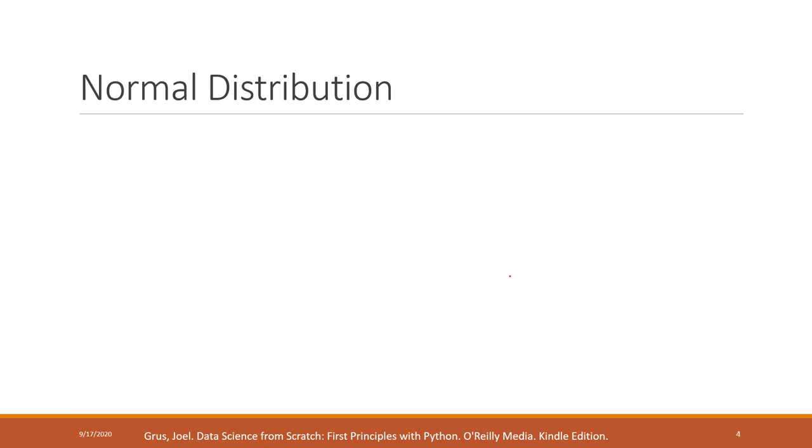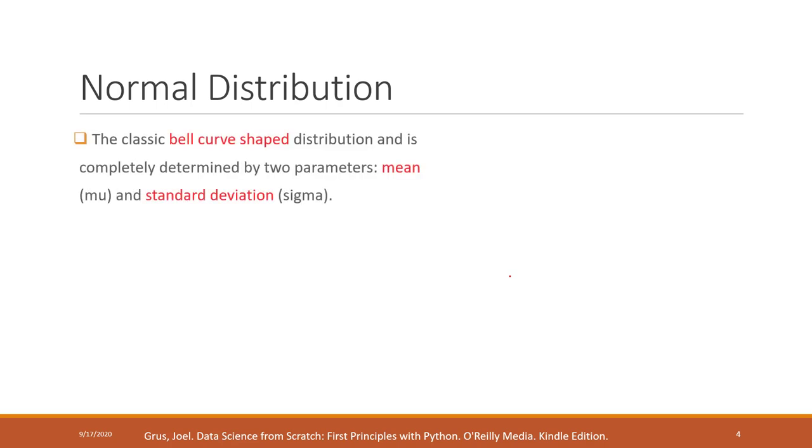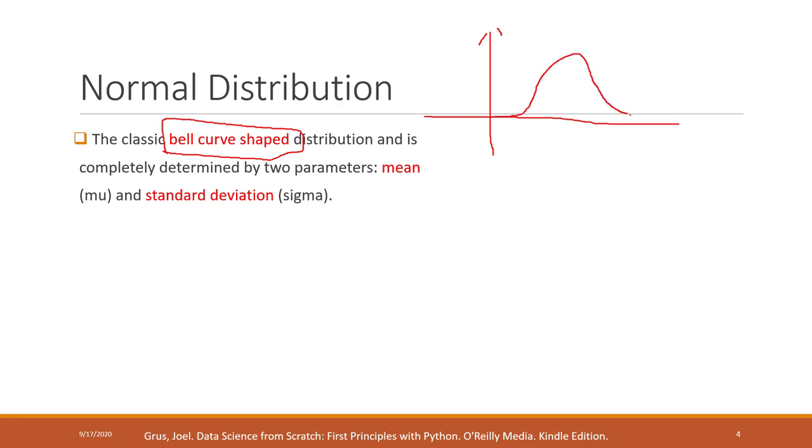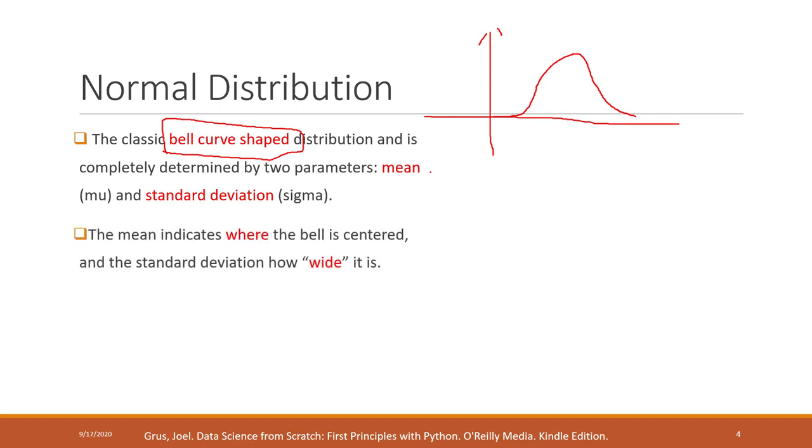So next let's talk about the normal distribution. The normal distribution is probably the most common one that we are talking about. The most famous feature is that it is bell curve shaped. If you look at the PDF, it's like this. Okay, so it's a normal distribution, and it is determined by two parameters: the mean value and the standard deviation.